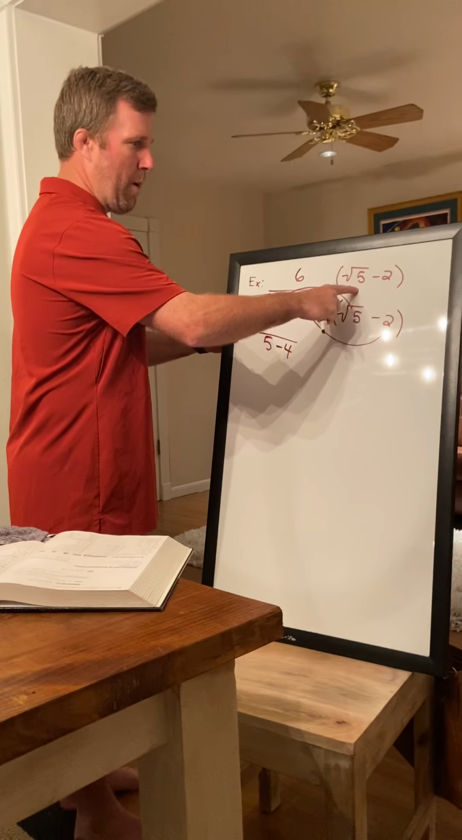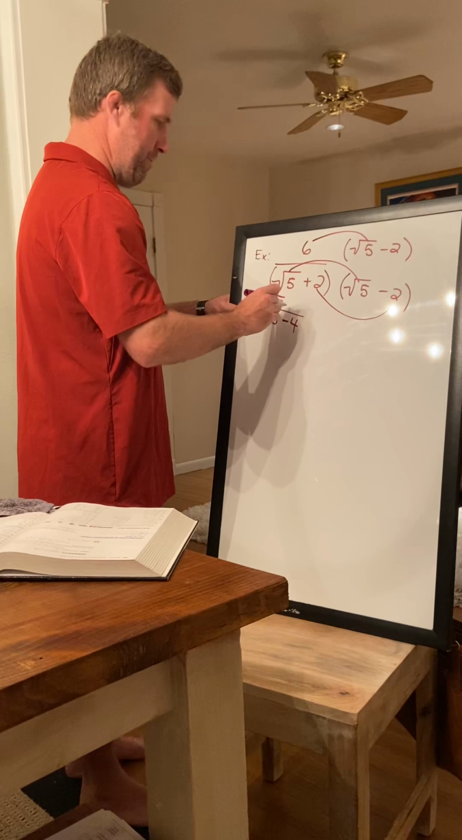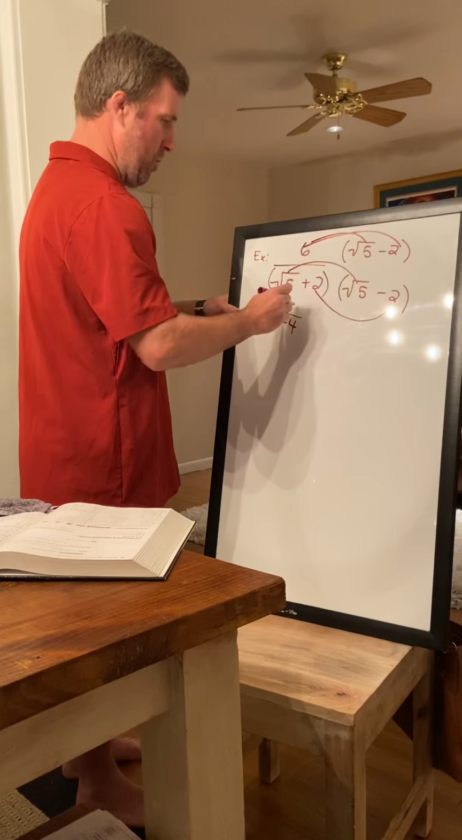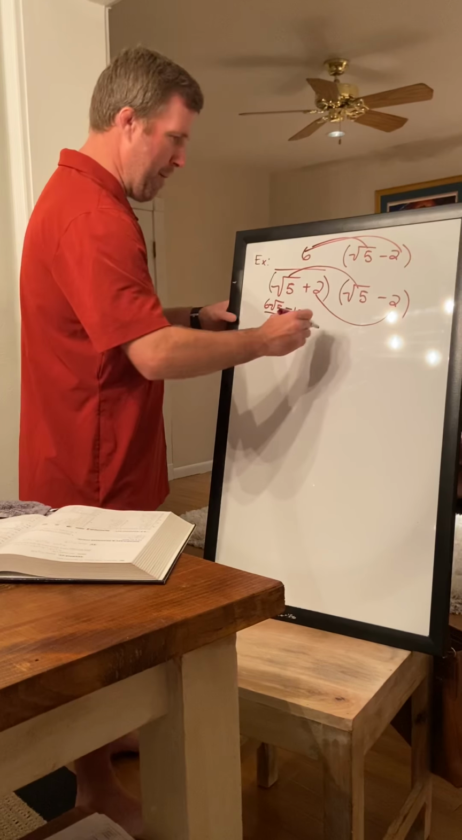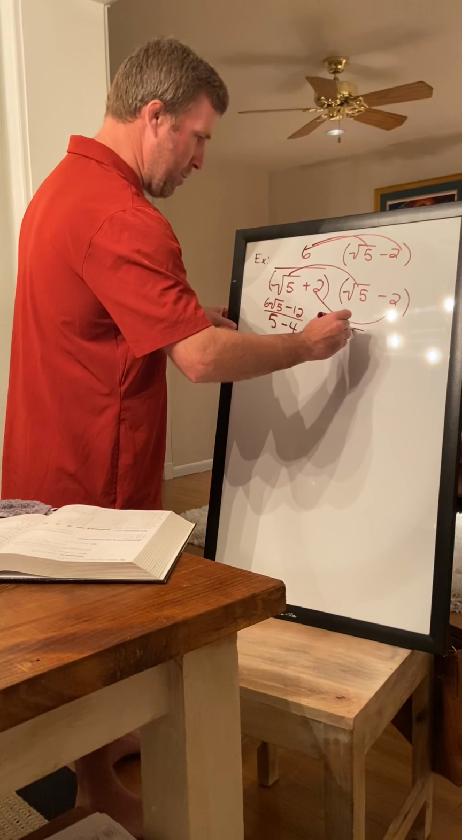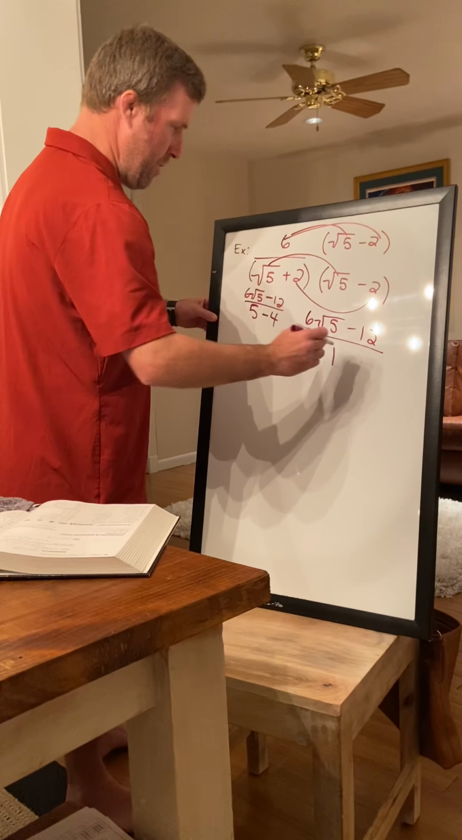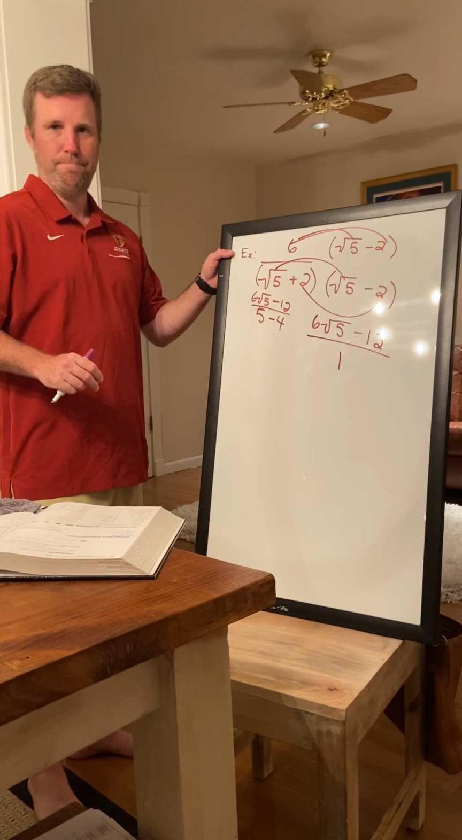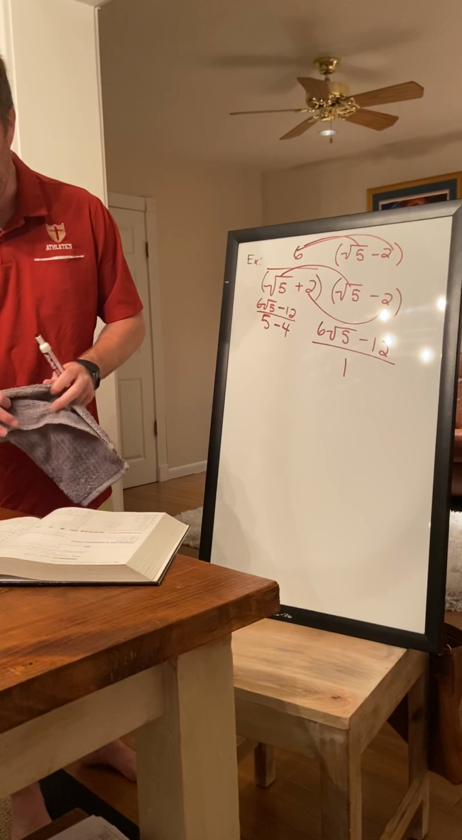6 times the square root of 5 is 6 square roots of 5. Minus 6 times 2 is 12. We can simplify the denominator. 6 times the square root of 5 minus 12 over 1. Okay? Let's try one more with the conjugate.